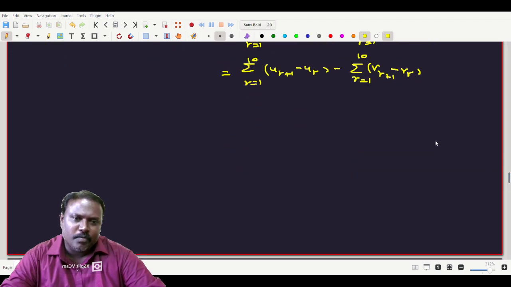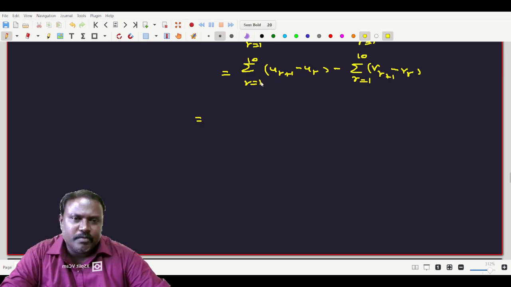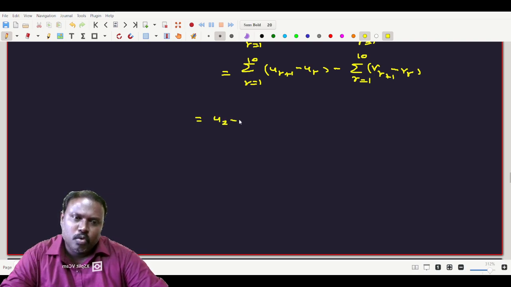Now let us simplify this. Open up the summation. First I put r equals 1 here, so this is u2 minus u1. Next I put r equals 2: u3 minus u2. Next r equals 3: u4 minus u3, plus etc.